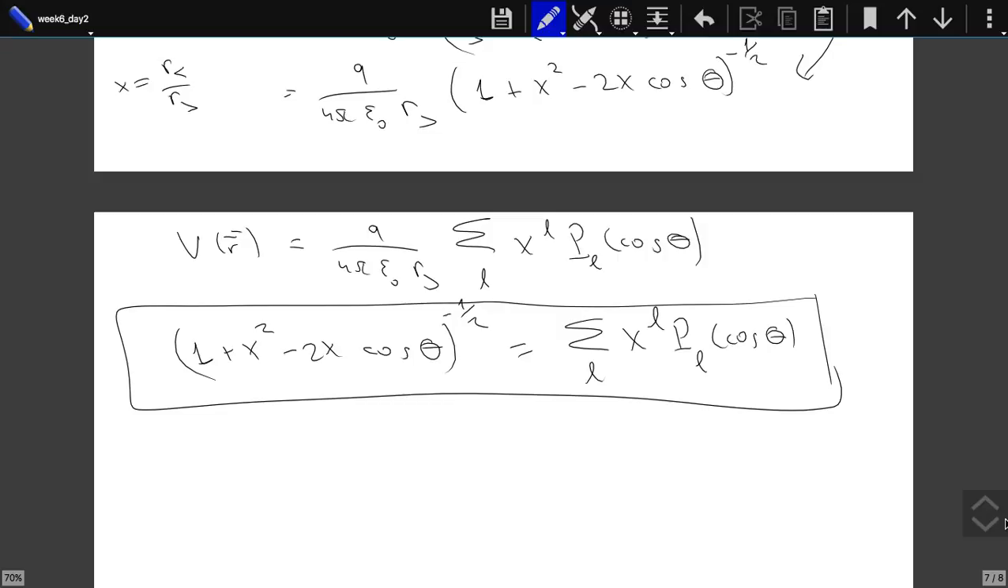This one? Well, if you know all the properties of the Legendre polynomials, yes, that's something we know. This is one definition of the Legendre polynomials. Another one is the Rodrigues formula.